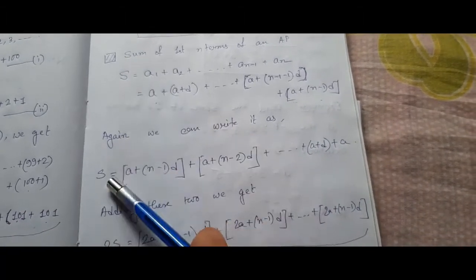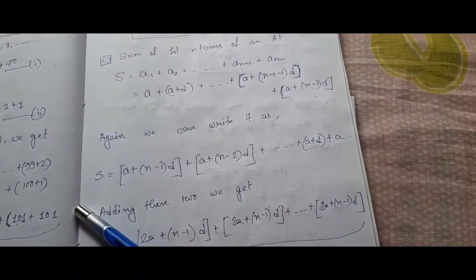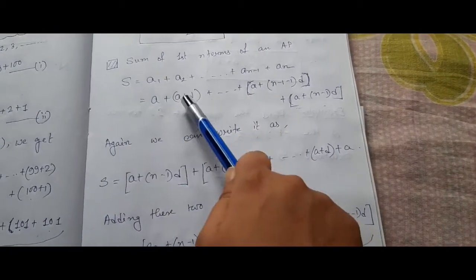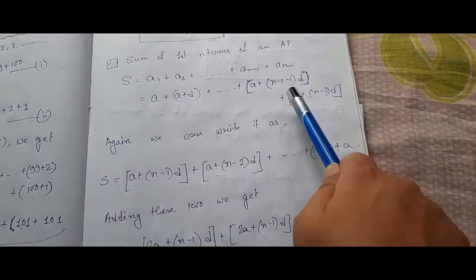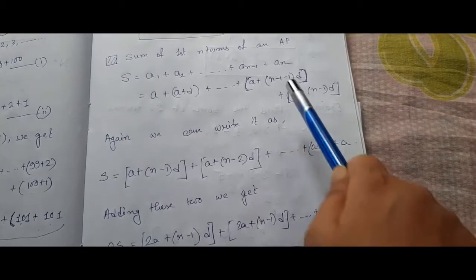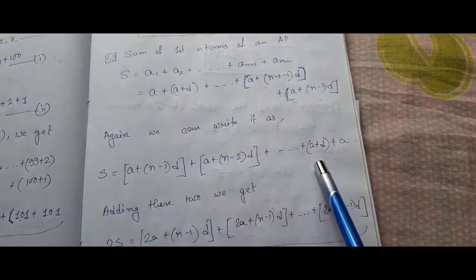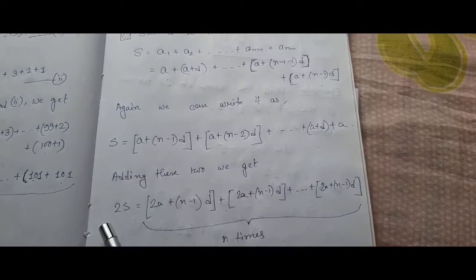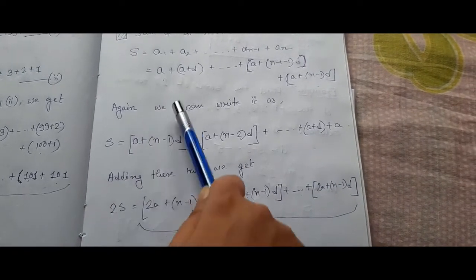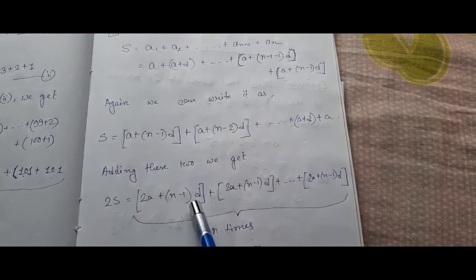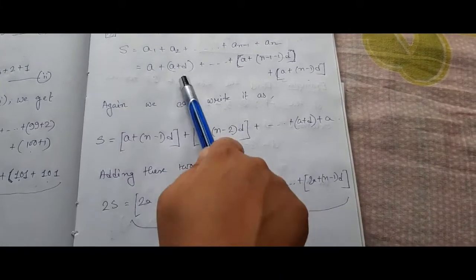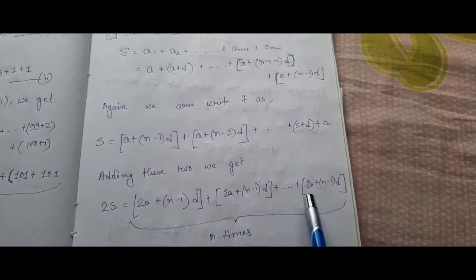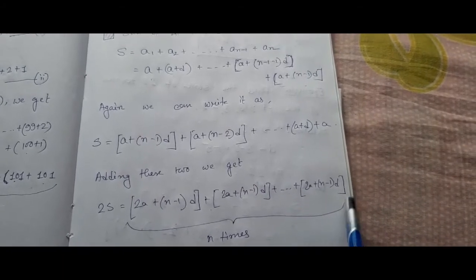Now again, if you add these two expressions term-wise, it will be 2S is equal to a plus this one, a plus d plus this one. This last one will be added with this one, the second last will be added with this one. Okay, so ultimately if you add term-wise, you will get 2S is equal to 2a plus n minus 1 into d. Similarly for the second term also 2a plus n minus 1 into d, and the last term will also be 2a plus n minus 1 into d.